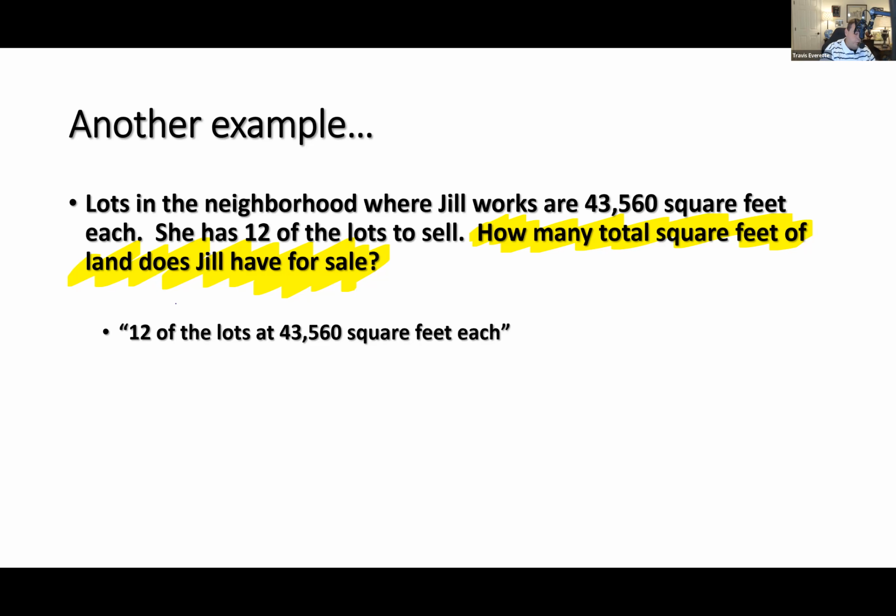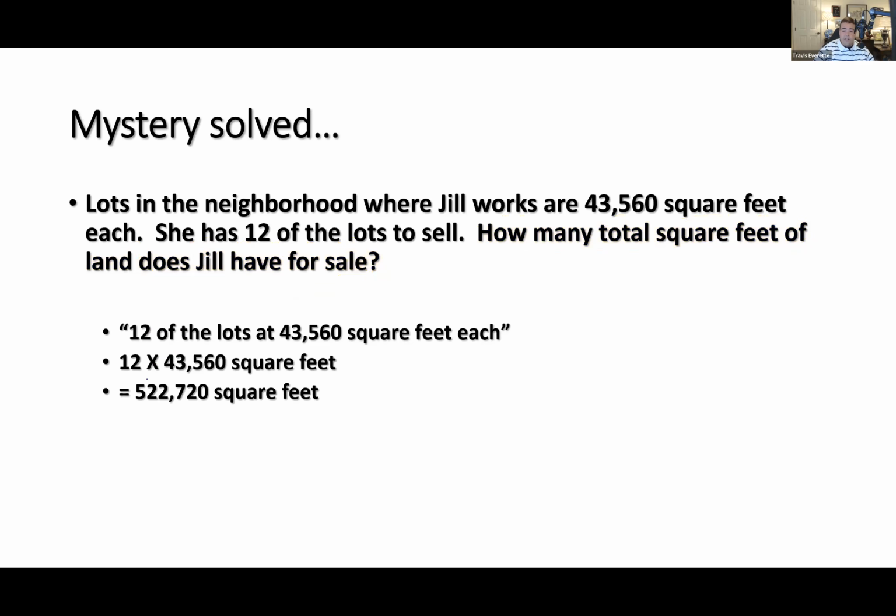There's my word again, "of" the lots. So just do some substitution. 12 of becomes 12 times the 43,560 that each one of them is. That's a grand total of 522,720 square feet that Jill has for sale. And again, you might have already known how to do that.